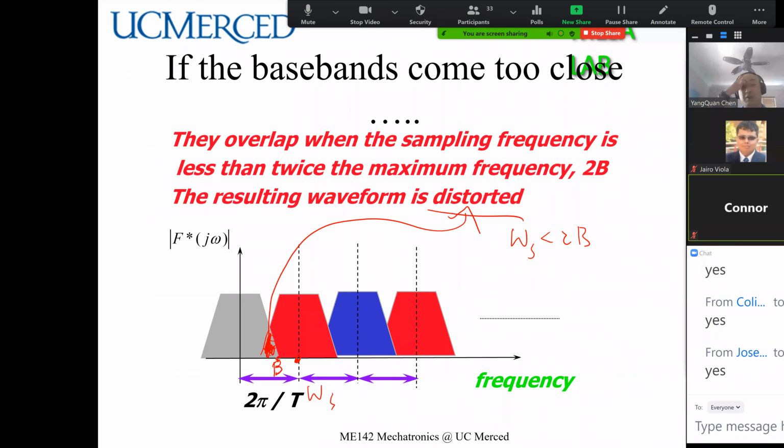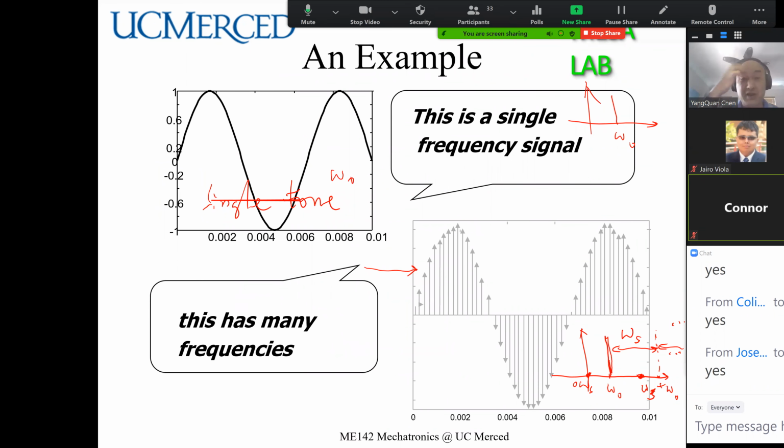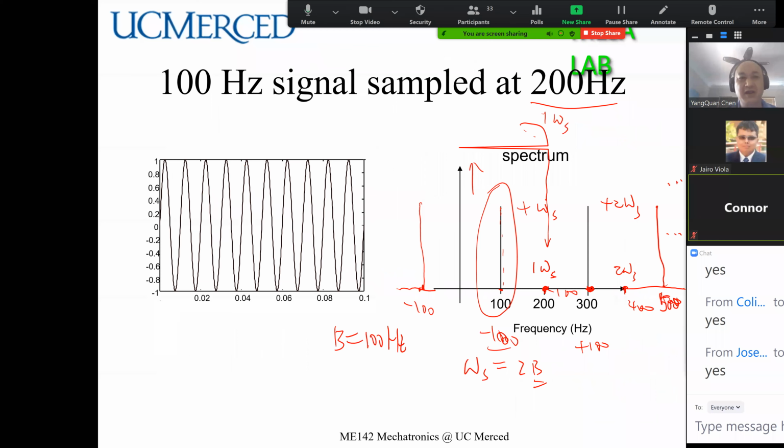If you have a sinusoid, after you have sampled, these are all signals in the time domain. What about the frequency domain? You have this single line. This is 100 hertz. If you sample at 200 hertz, that's fine. Your next one is here; the center frequency is here. So your sampling frequency is 200 hertz.